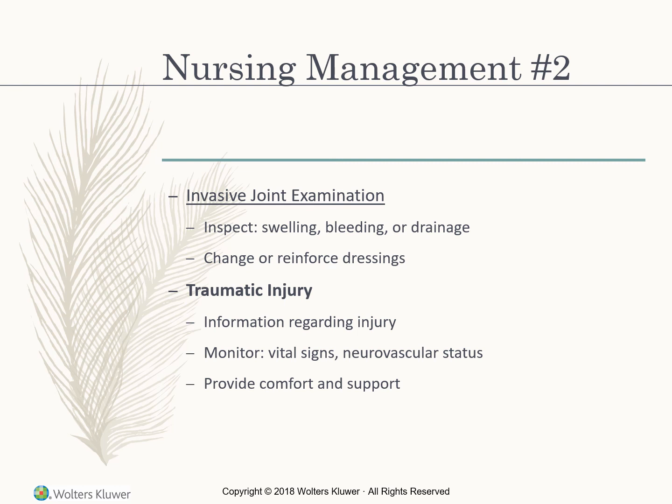In the case of a traumatic injury, the nurse obtains information regarding the injury from the client, the person accompanying the patient, or paramedics and ambulance personnel. They take the vital signs during the initial examination and at frequent intervals until the client's condition stabilizes. The nurse also checks the neurovascular status of the affected limb, including circulation, motion, and sensation. Keeping the client calm and promoting comfort are essential measures.